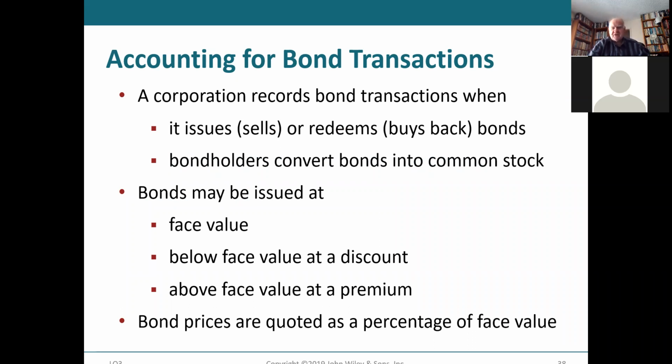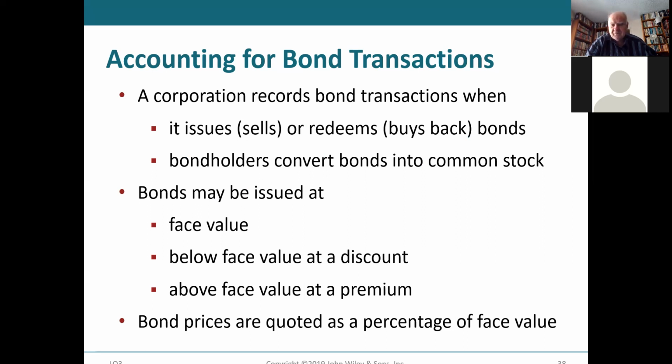Bonds may be issued at face value. You have a $100,000 bond. You want to borrow $100,000, and you're going to pay 5% interest. Well, if that's what the market rate of interest is, you'll get $100,000. But if the market rate of interest is different, you're going to get a number either above or below. If you're paying 5%, say, and everyone else is paying 6%, no one is going to give you $100,000 for your bond. You're going to get a number less than that, maybe 96,000, 97.